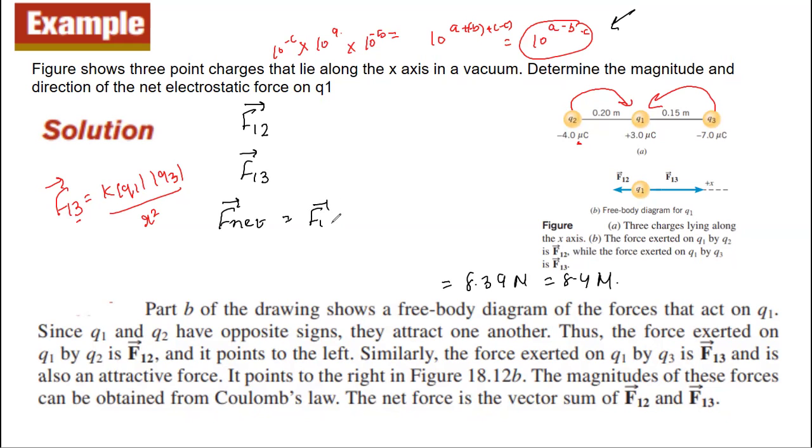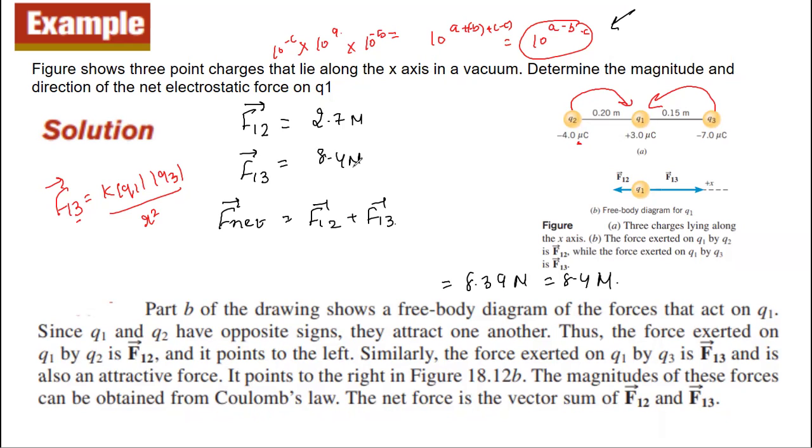So F12 plus F13. Feel free to put in the numbers. Okay. Now, before moving ahead, I'll just write the numbers over here, because force is a vector quantity, right? So we just got 2.7 newtons, and then it is 8.4 newtons, right?